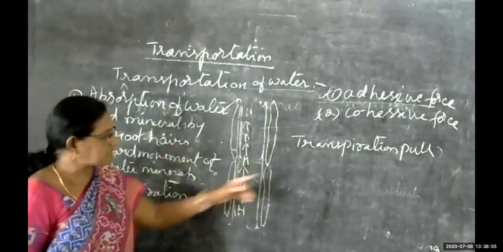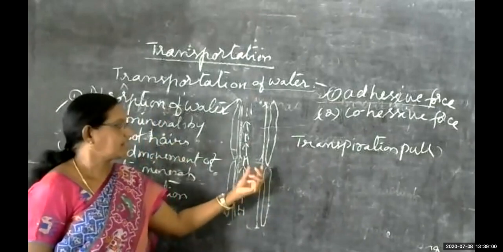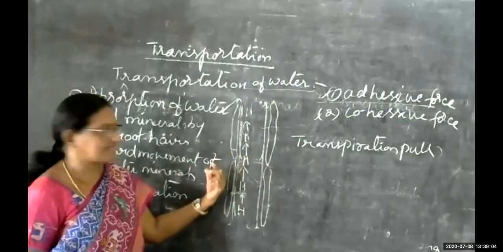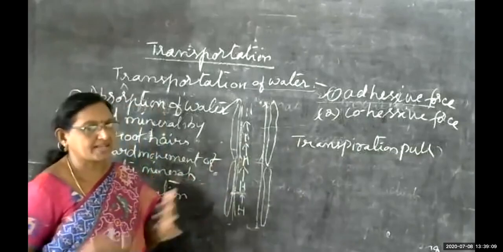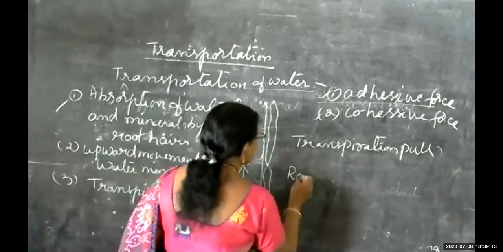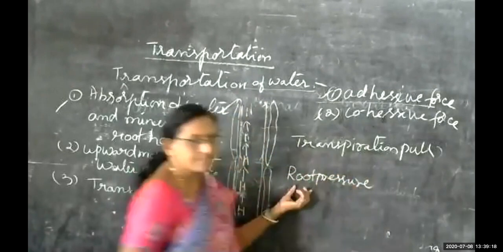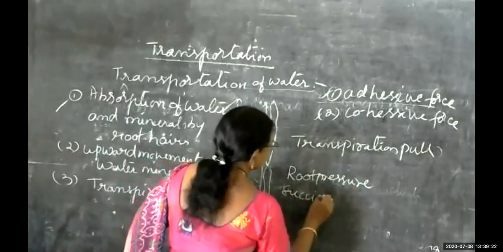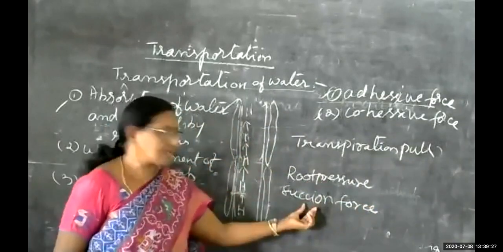Through the endosmosis process, roots collect the water and that water is pushed into the epidermal cells, cortical cells, and then reaches the xylem. When the water is accumulated in the root hairs, in the cells of the pericycle, root pressure will be developed. The root pressure, in another way, is known as suction force. Either root pressure or suction force.